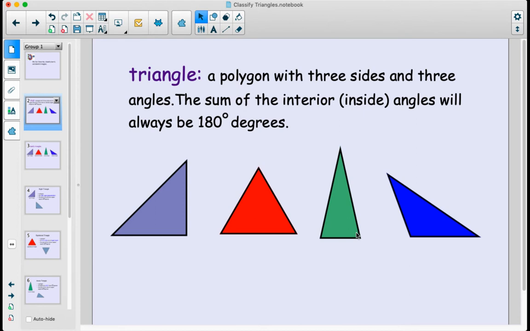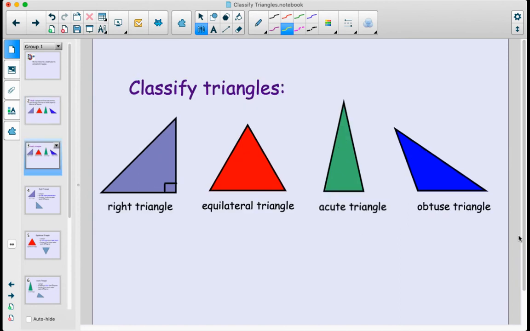The sum of the interior or inside angles will always be 180 degrees. Any triangle, doesn't matter what kind of triangle it is, you measure the 3 angles and the sum, when you add them together, will always be 180 degrees.